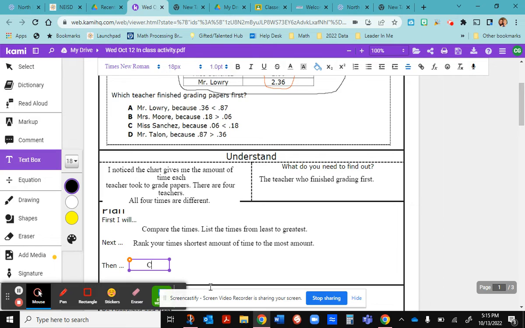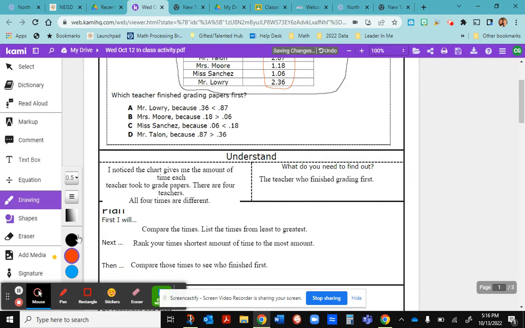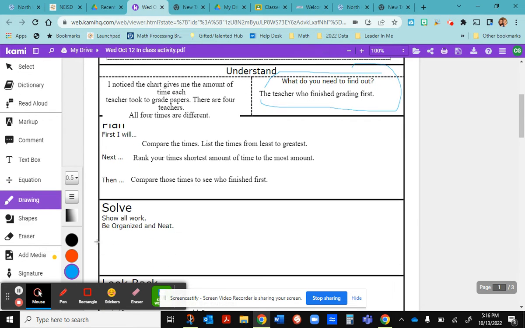Then what's the final thing? Great. Then we're going to compare again those times to see who finished first, right? Because that's the goal. We wanted to find out. Because isn't that what we're looking for over here? Come back over to my drawing, and I'm going to put that in blue. Isn't that what we're looking for? Who finished first? Yeah. All right.